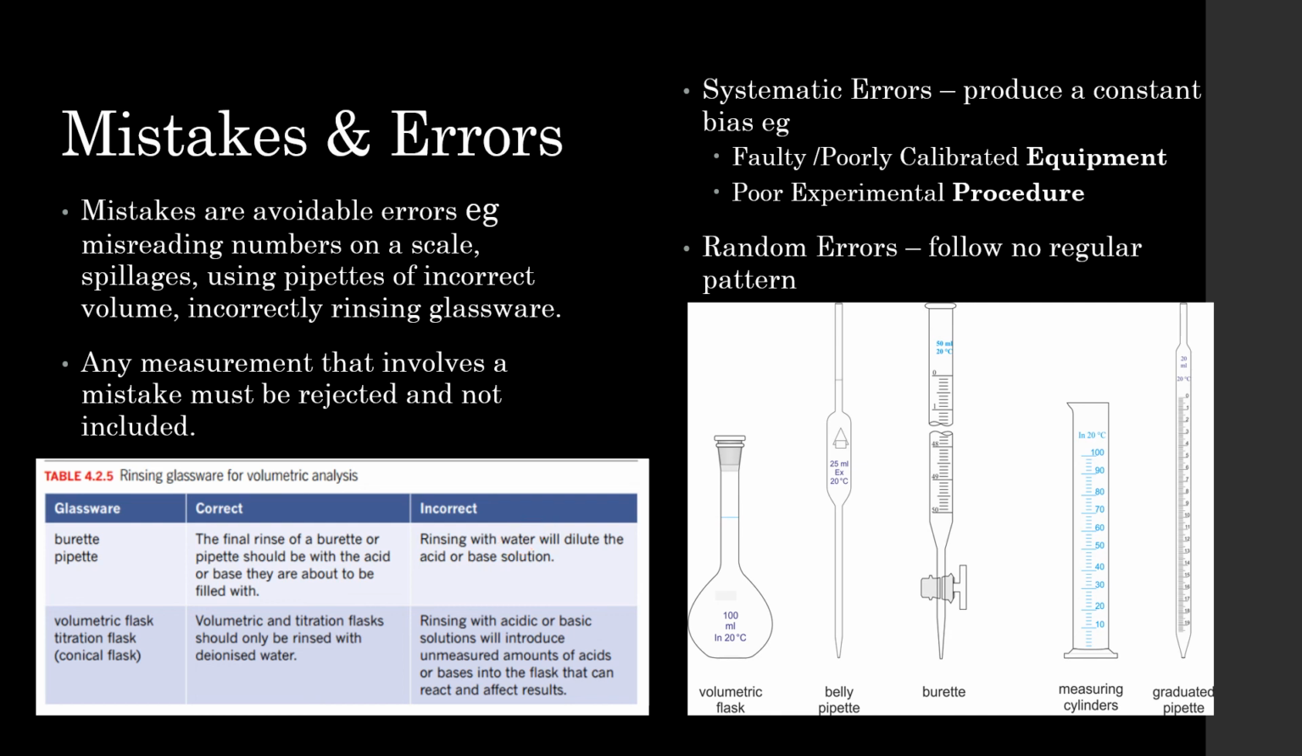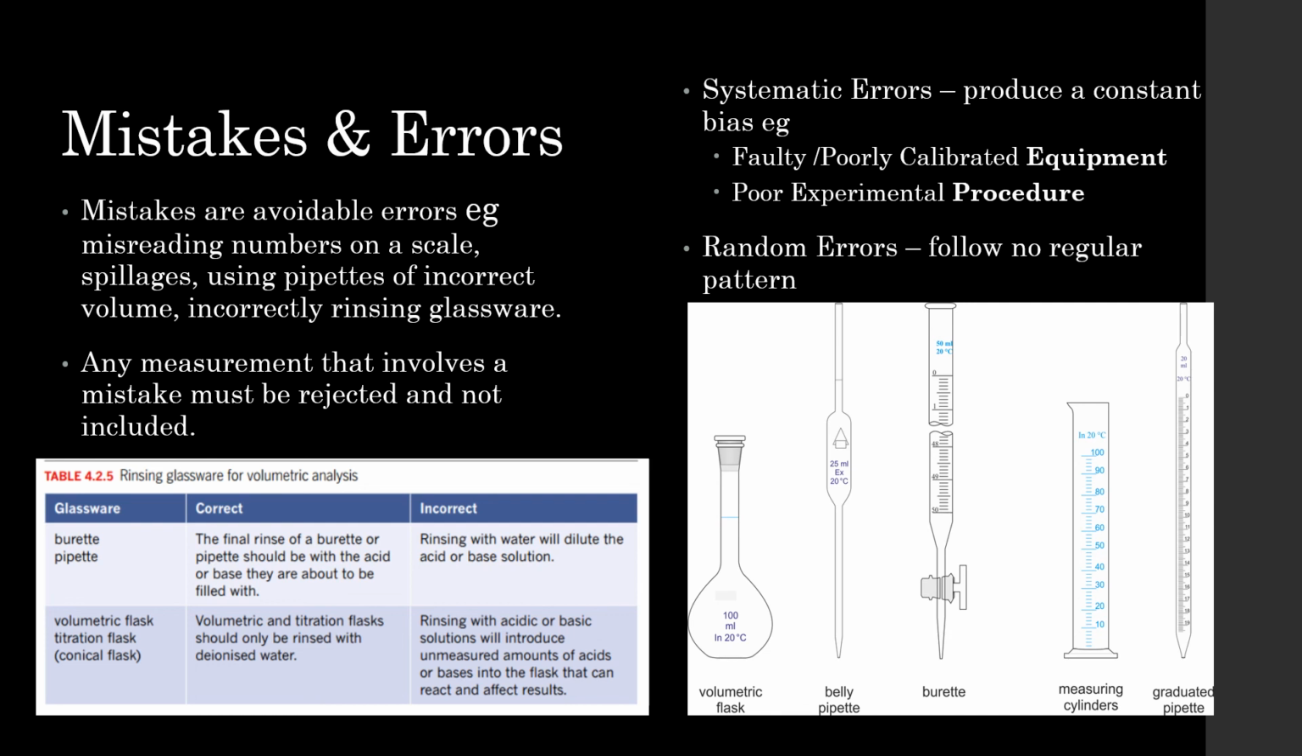The correct way of rinsing a volumetric flask or a titration flask or a conical flask is that it should only be rinsed with deionized water. If you rinse with acidic or basic solutions, you'll introduce unmeasured amounts of acids or bases into the flask, and that will affect results. There are two sorts of errors that you'll come across as well.